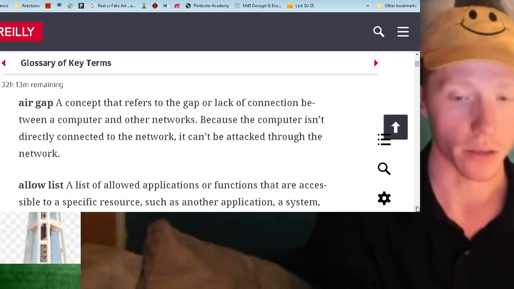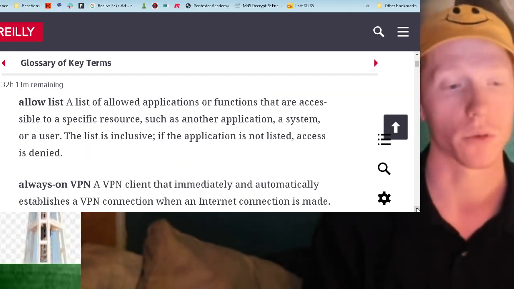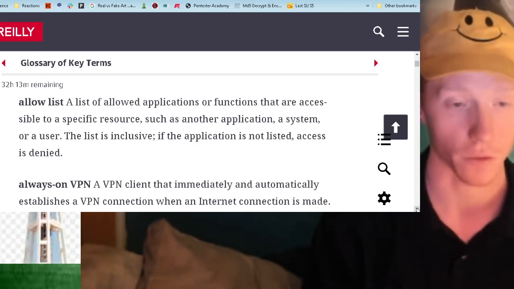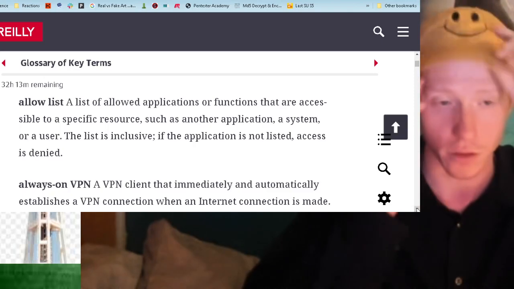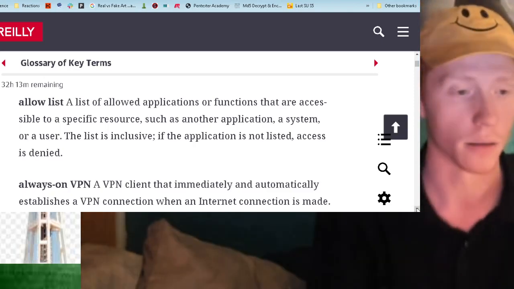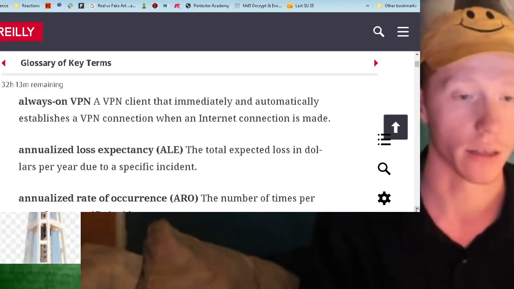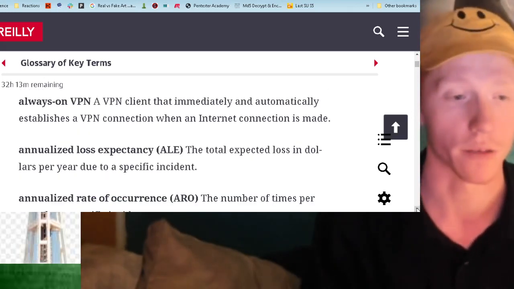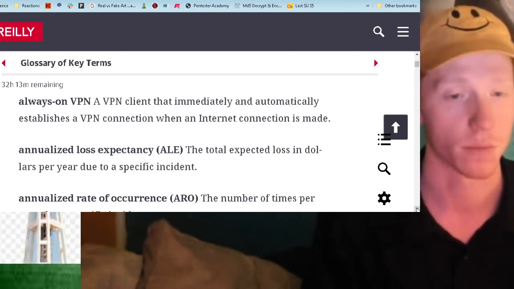An allow list is a list of allowed applications or functions that are accessible to a specific resource, such as another application, system, or user. The list is inclusive. If the application is not listed, access is denied. Always-on VPN: a VPN client that immediately and automatically establishes a VPN connection when an internet connection is made.